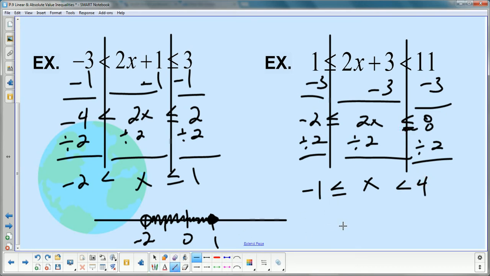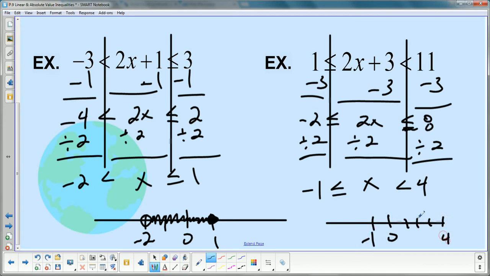And finally then if I graph that, and here we go, put my 0, I'm going to put negative 1 and 4, open circle at 4 this time, closed circle at negative 1, and I shade in between them because it's an AND statement. If it was an OR statement, we would be shading outside of them, so not between them.